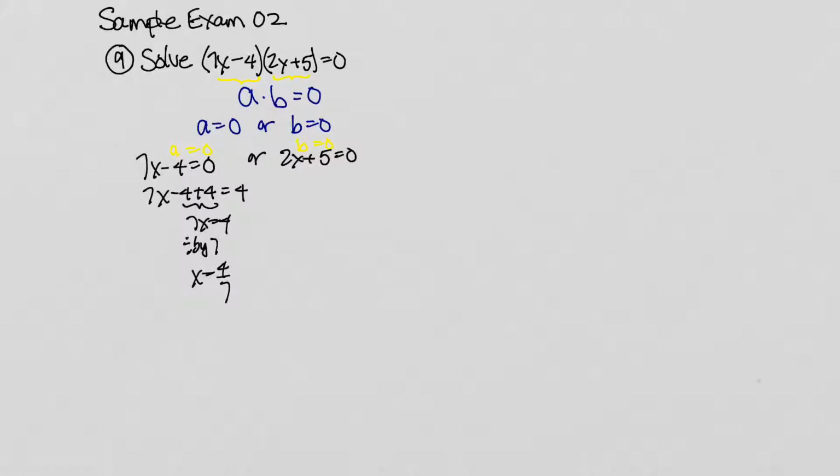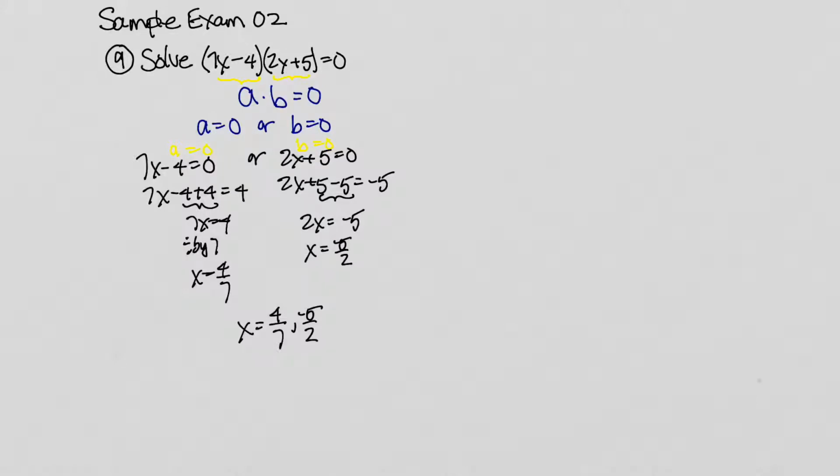And on this side over here, we're going to subtract 5, so we'll get 2x plus 5 minus 5 equals, now subtract 5, 0 minus 5, negative 5. That's a 0, so we'll get 2x equals negative 5, and then we'll divide by 2, so negative 5 over 2. So what we're getting here is 4 over 7, negative 5 over 2.